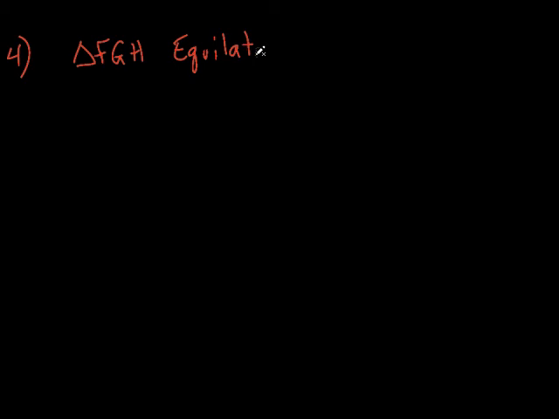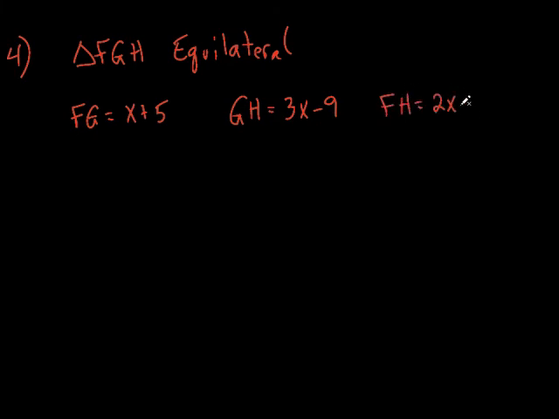You might remember this from your quiz, because I think this was exactly on the quiz. So this triangle is equilateral, and look what they tell you. They tell you that FG is equal to x plus 5. They tell you that GH is 3x minus 9. And they tell you that FH is 2x minus 2. Okay, so look what they give you. They give you all 3 sides of this triangle. And it said the triangle's equilateral, right? Well, what do they ask you to find?